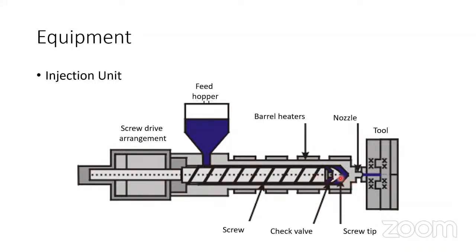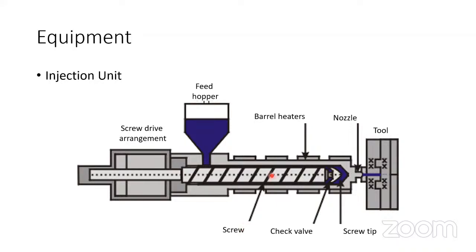This is the nozzle of the machine. Here is the tip of the screw, the valve of the screw. Here is a check valve of the screw. The screw tip is here, see, a screw tip is here. Barrel heaters, band heaters are there.